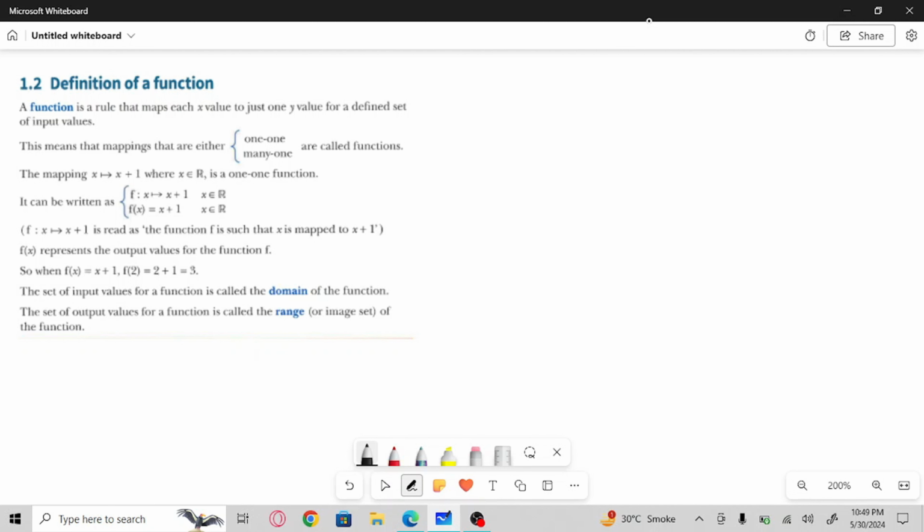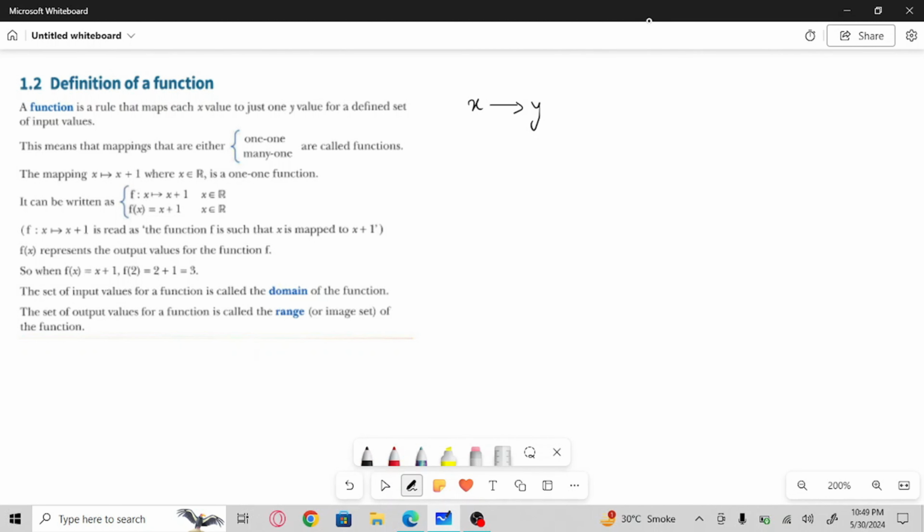A function is actually a rule which maps each x value, meaning an input, to just one y value, meaning an output. Okay, to clarify this, we are told that for one input we get in the form of x, we get one output in the form of y.